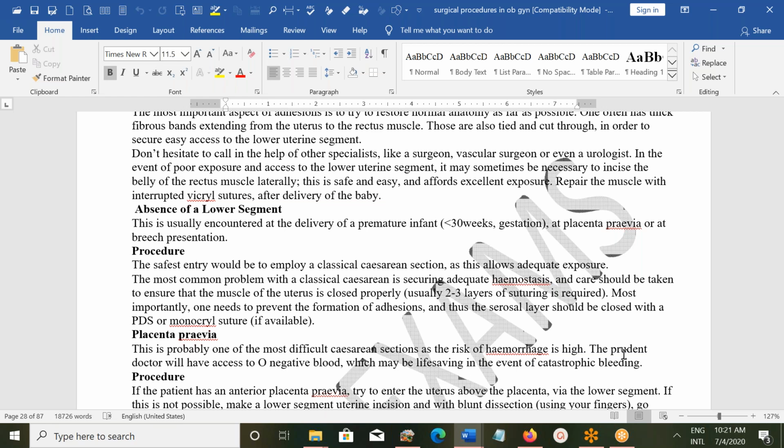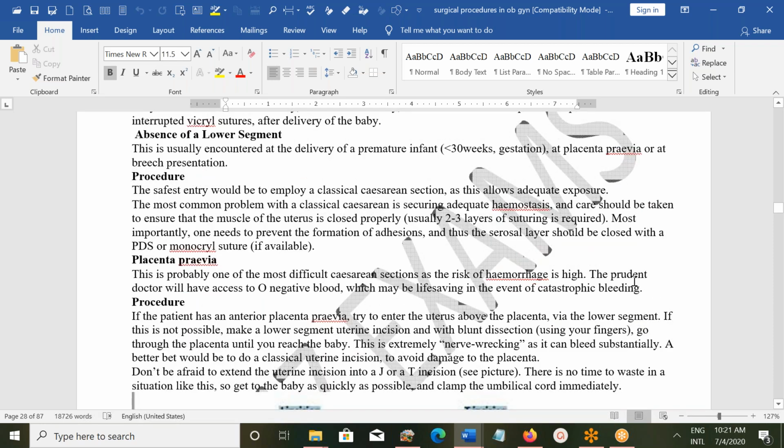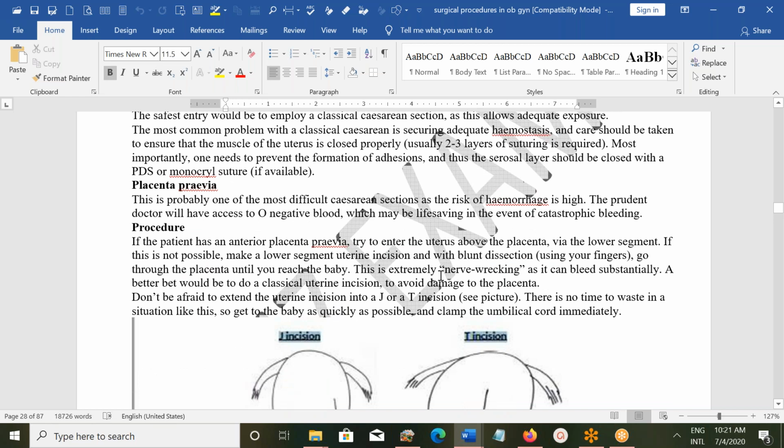Another difficult cesarean section can be if your patient has presented with placenta previa. This is one of the most difficult cesarean sections as the risk of hemorrhage is high. So the doctor will have access to O negative blood. As a rule, each blood transfusion unit or each blood bank is required by law to keep 5 units of O negative blood all the time. Otherwise, the blood bank cannot work.